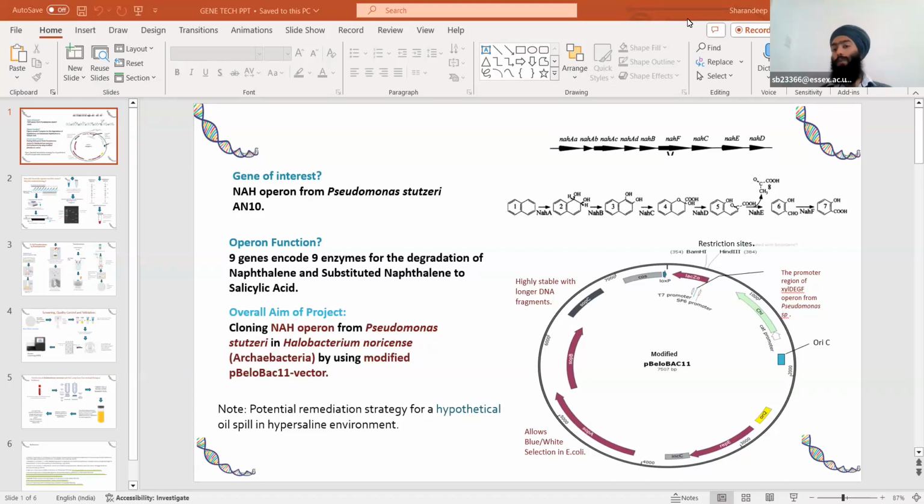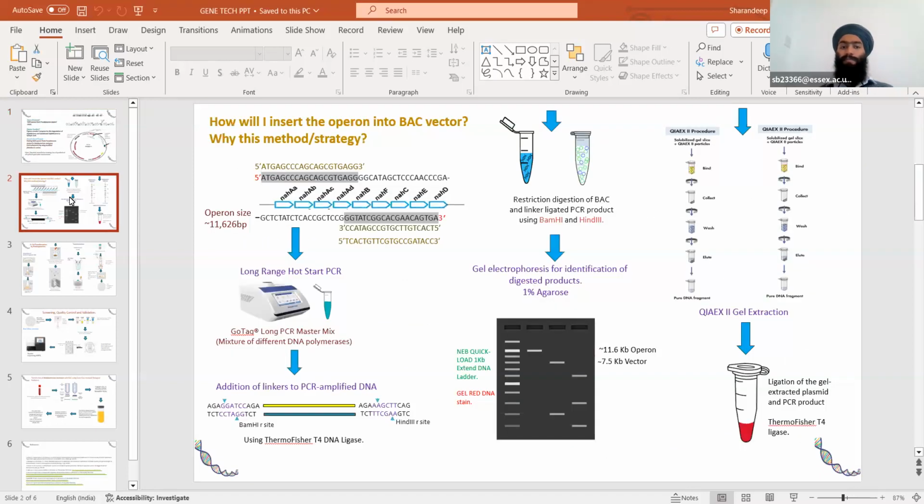The reason why I have decided to go with this vector is that it is highly stable with longer DNA fragments, and it has a LacZ alpha fragment that allows the blue-white selection in E. coli. I have already inserted the promoter region from the xylDEGF operon from Pseudomonas species, OriC, which will act as origin of replication in Halobacterium. It already has the chloramphenicol gene, which will act as a selection marker both in E. coli and Halobacterium. So next, how I have inserted my DNA fragment into the BAC vector and why this strategy.